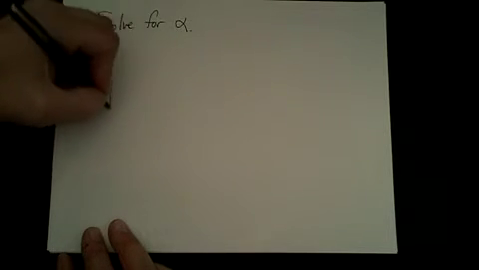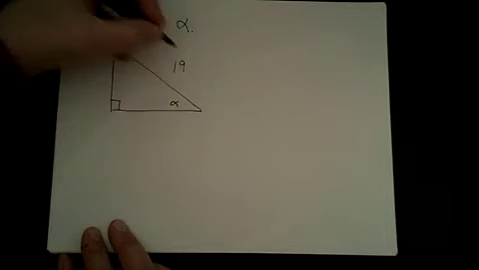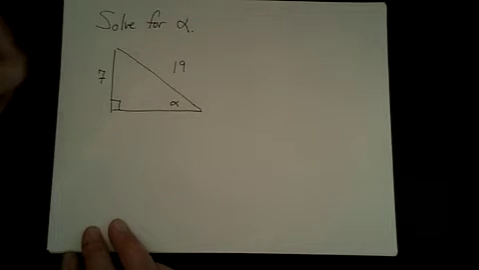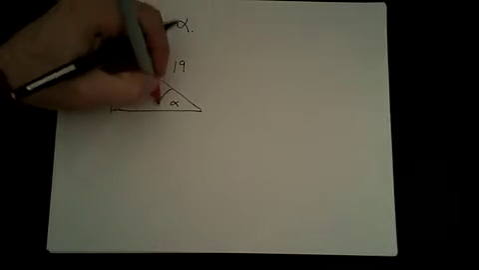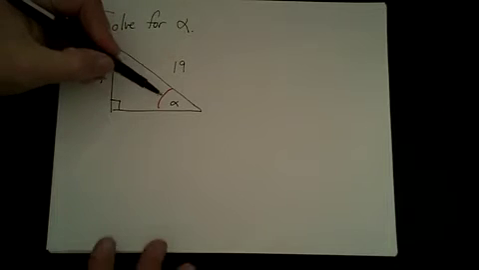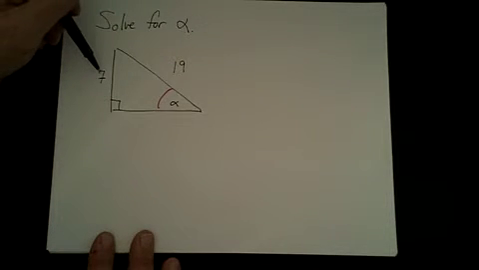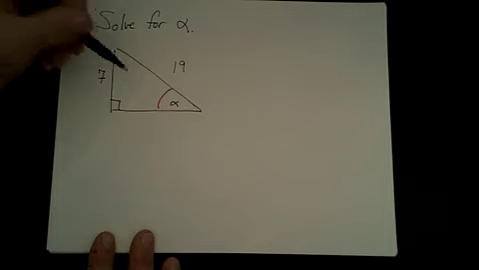So let's look at a problem. Let's solve for alpha in this problem. Let's say this is alpha, and this is 19, and that side is 7. The first thing you need to do is decide if you're going to use sine, cosine, or tangent. Since it's a right triangle, you know it's a SOHCAHTOA problem. If this is the angle we're interested in, this is the opposite side, and this is the adjacent.